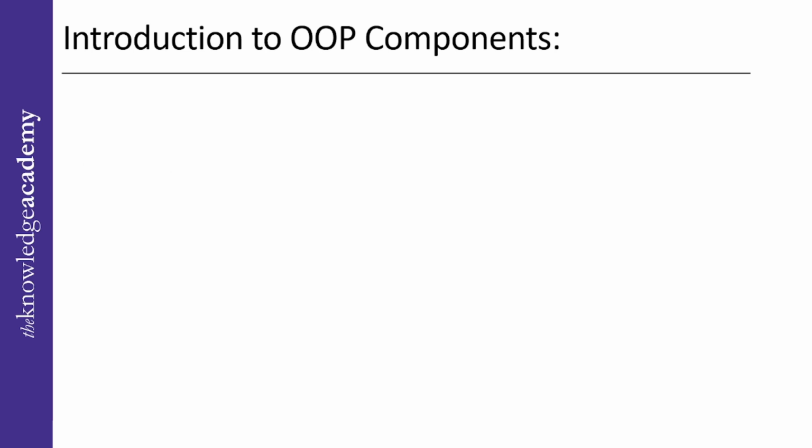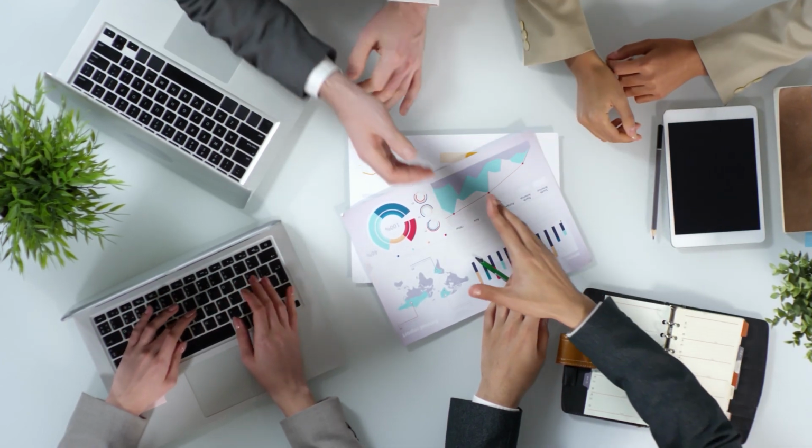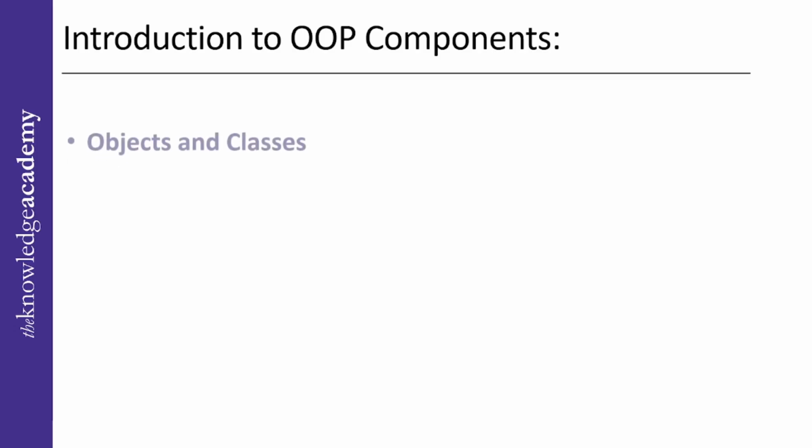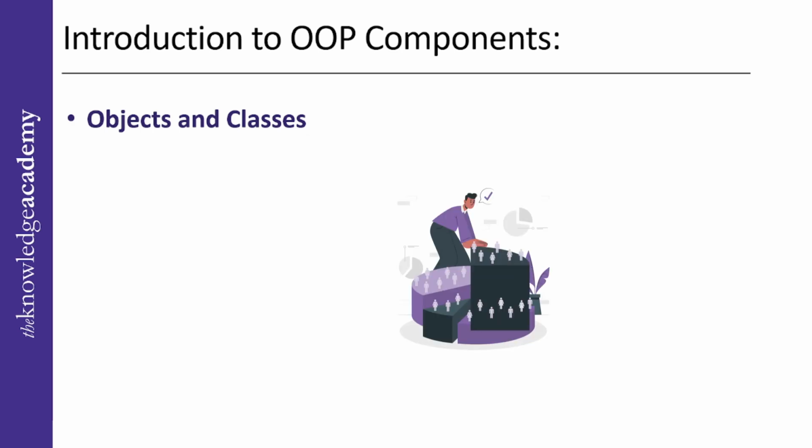Introduction to object-oriented programming components. Before we dive deeper into OOP, let's take a moment to understand its key components. 1. Objects and classes. Objects are instances of classes, representing real-world entities or concepts by bundling together data or attributes and actions or methods. Classes serve as blueprints for creating objects, defining their structure and behavior.